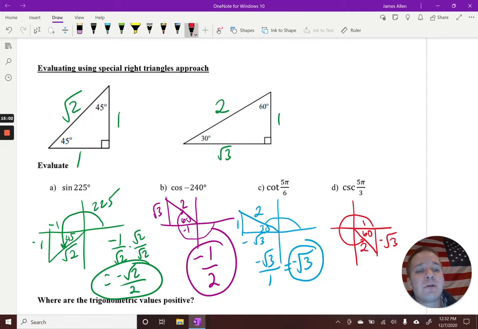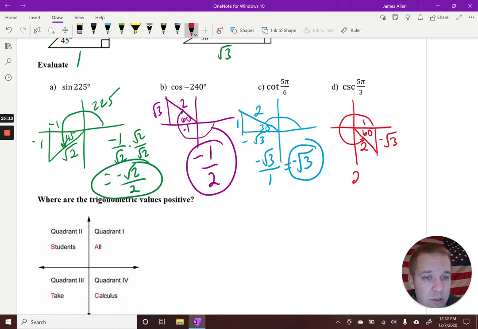All right, so cosecant, which is the reciprocal of sine. So instead of opposite over hypotenuse, we have hypotenuse over opposite. Let me move it up here because my face is getting in the way. 2 divided by negative root 3. If I rationalize this by multiplying by root 3 divided by root 3, I get 2 root 3 divided by 3. That is all negative.